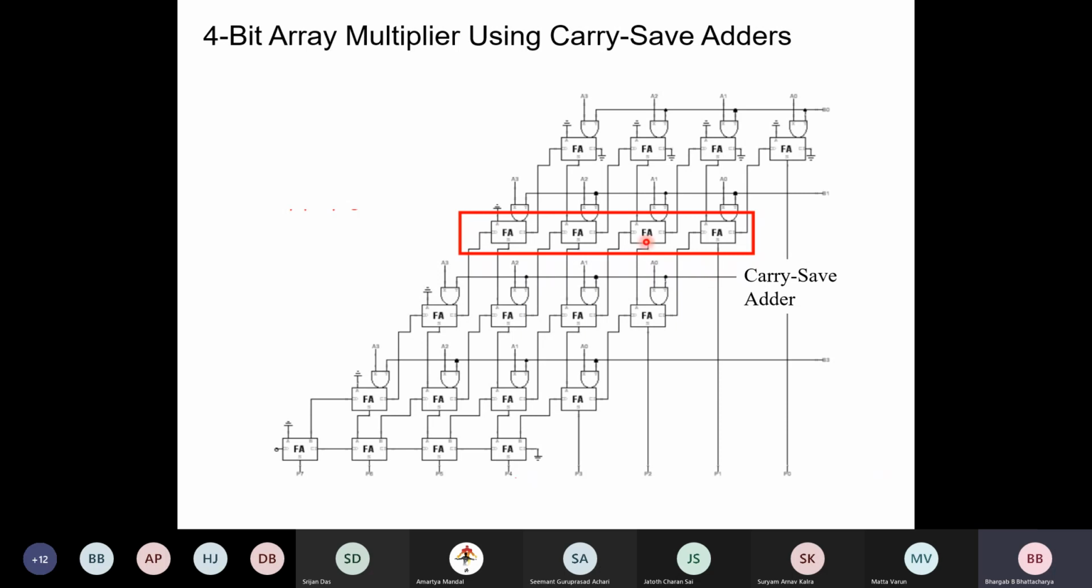Well, and so what will be the cost of this kind of architecture? You have two n-bit numbers. How many AND gates do we need?